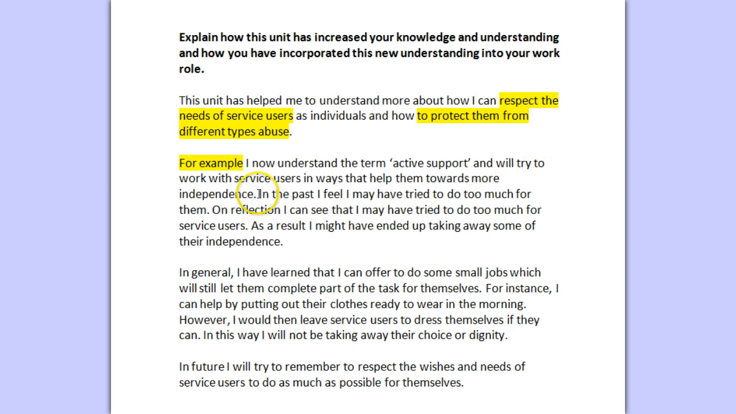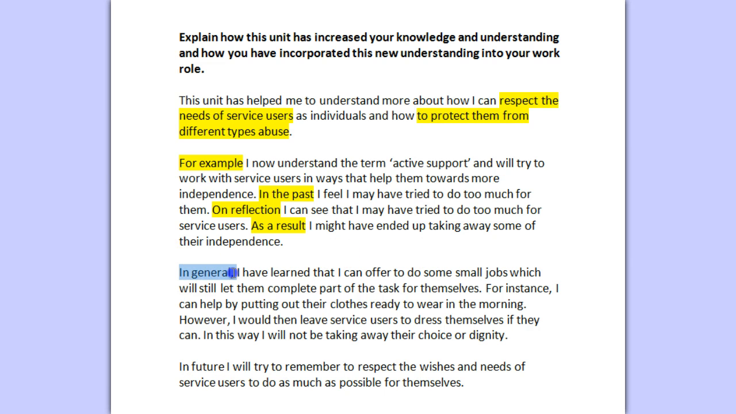Now, how she does that is to indicate what she used to do by using the little phrase, "in the past, I feel I may have tried to do too much for them." She then uses the phrase, "on reflection," which shows that she's been thinking about what she used to do, and then as a result she's come to a conclusion that she may have ended up taking away some of their independence. So we see that kind of sequence of thinking about, of noting what you used to do, thinking about it, and then coming to a conclusion.